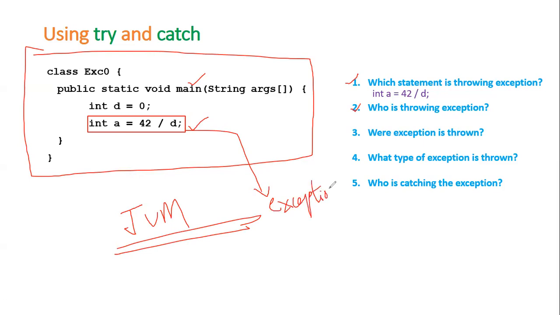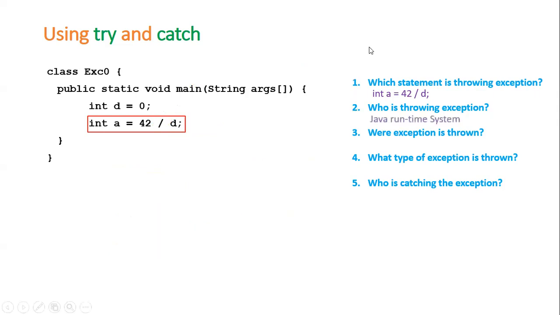So what exception is it trying to throw? It is going to throw an exception called arithmetic exception. Why arithmetic exception? Because here I'm trying to perform a division operation. And that's what it is. So JVM or Java runtime system, both are one and the same.